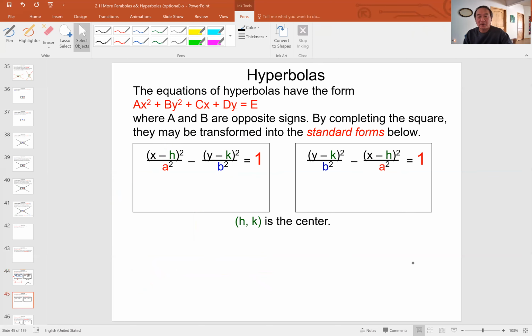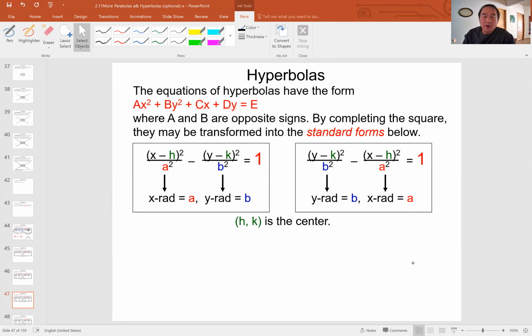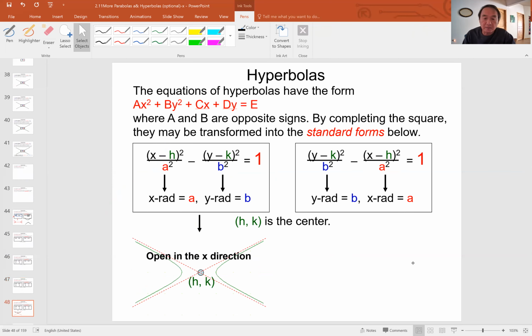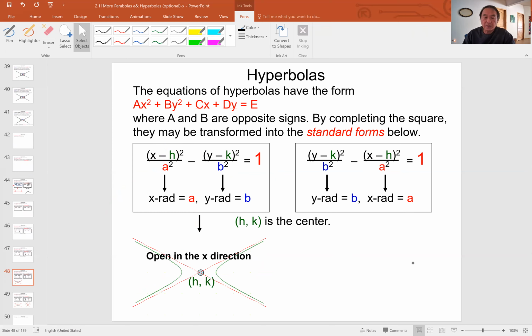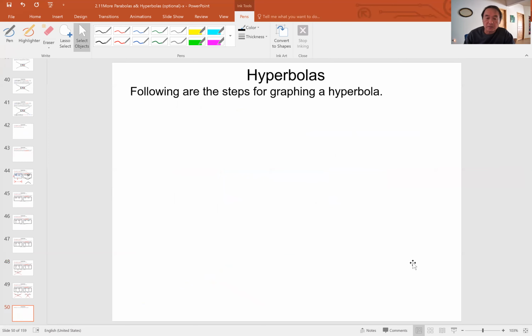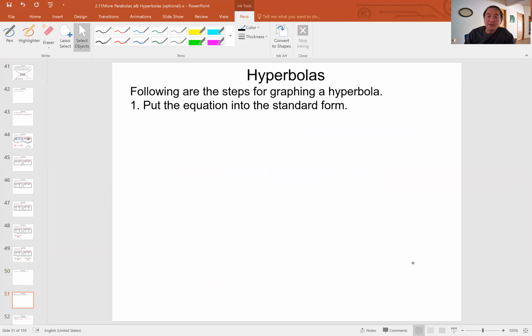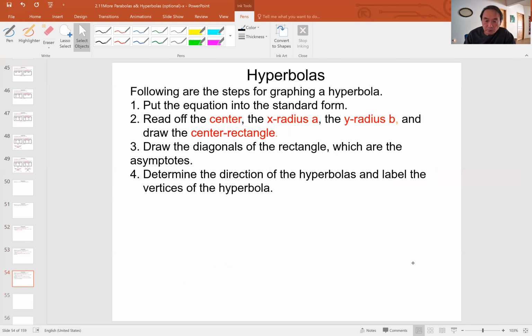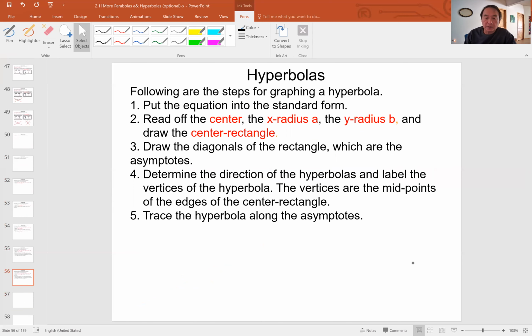Okay, so from here, we can identify what the center is. First of all, (h, k) is the center. And the radius for that box is a and b from the center. So you can graph that little box in the middle for the hyperbola. It opens in the x direction, and this one opens in the y direction. And here's how we graph it. We'll come back to these.